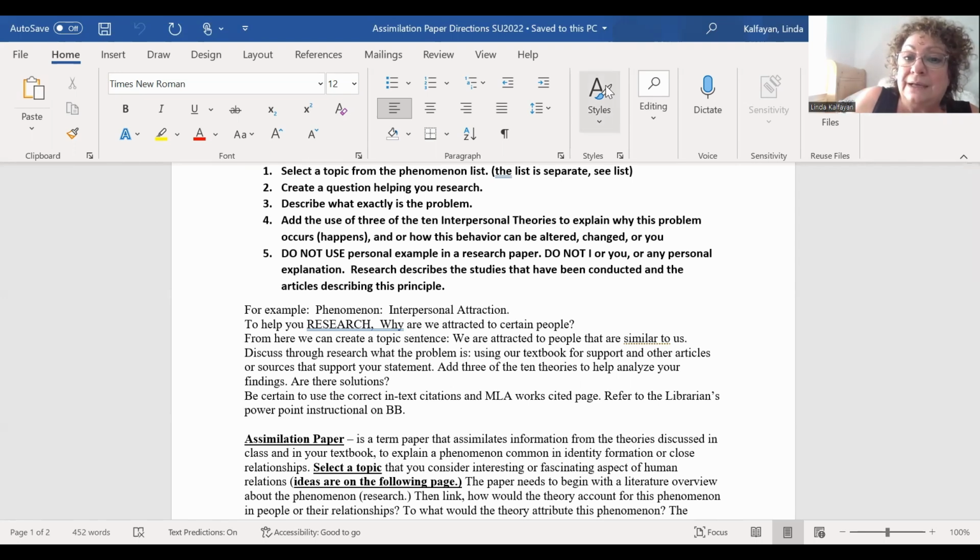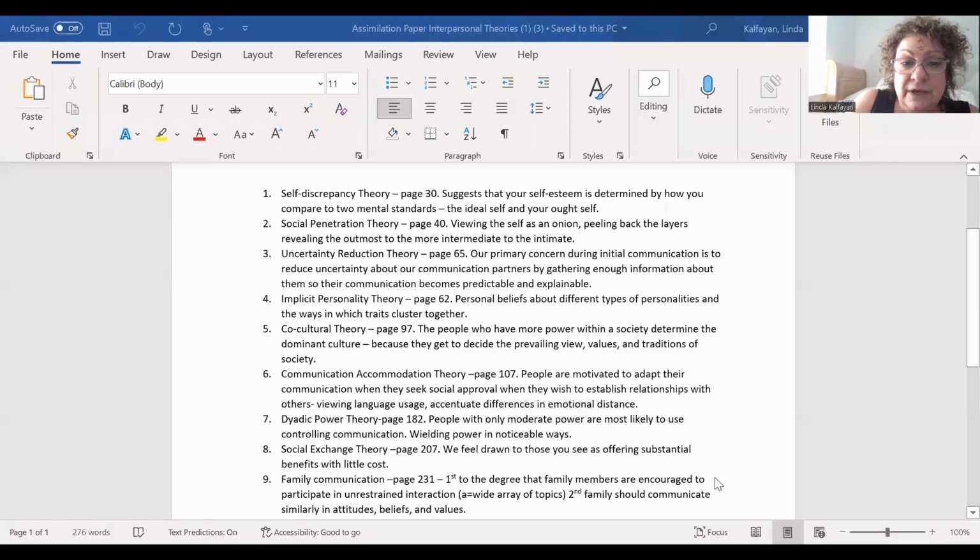So if we go back to the theories, here they are. We're going to look through these theories to see which one says why we are attracted to people and how we are attracted to people. Let's see. Well, let's look at number 2, social penetration theory.